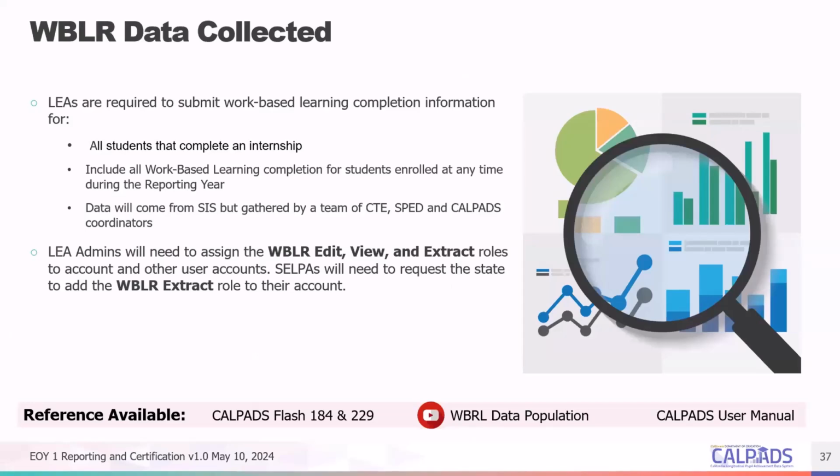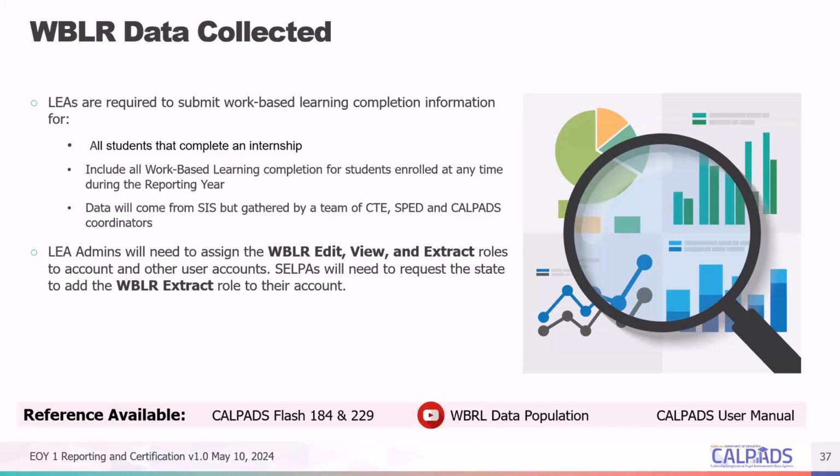All right, LEAs must submit work-based learning or WBLR records to CALPADS for all students in grades 9 through 12 who participate in an internship or other work-based learning program while enrolled at the LEA. This includes completion of any work-based learning for students enrolled at the LEA at any time during the reporting year. Work-based learning data is found in the local SIS and gathered by a team of CTE, special education, and CALPADS coordinators. Though you'll commonly find work-based learning data within CTE and special education, it is not exclusive to these two areas, and students can be in work-based learning programs with any measure of curriculum throughout your schools.